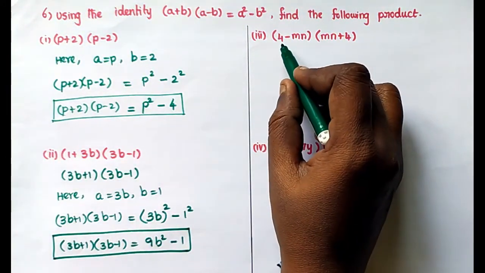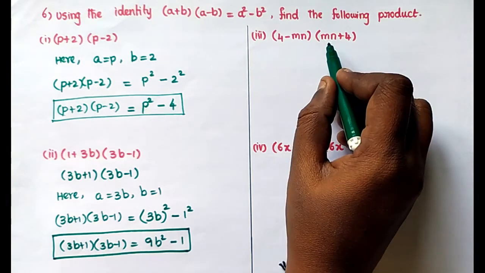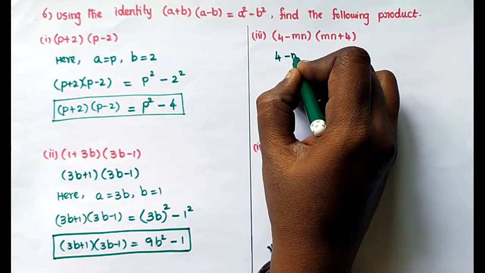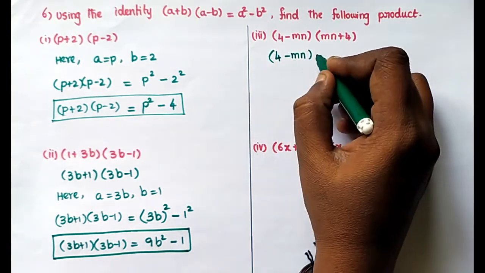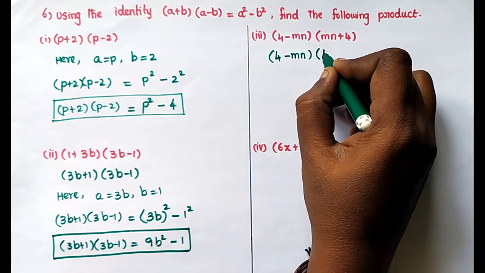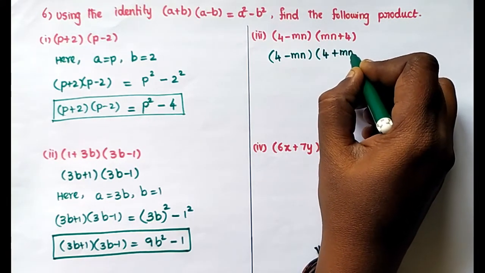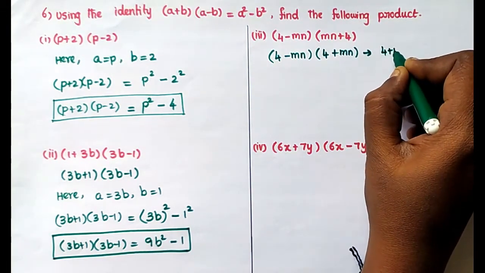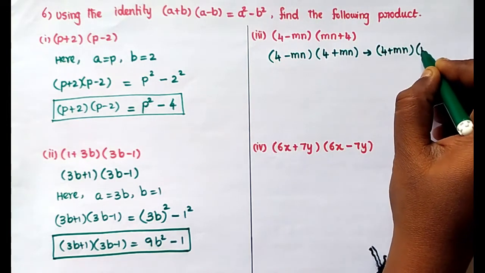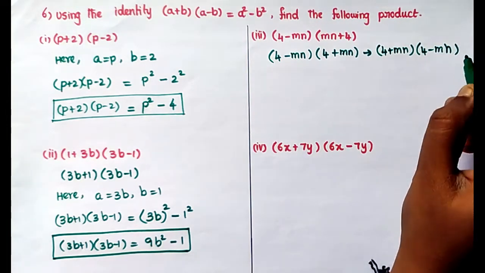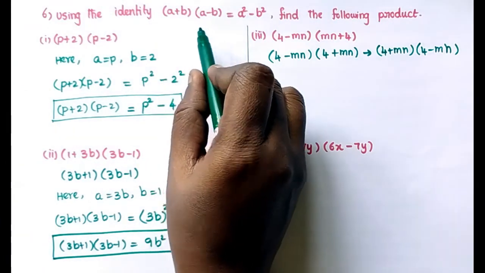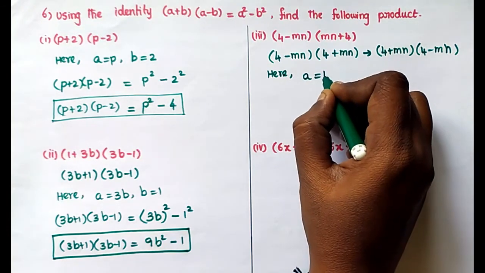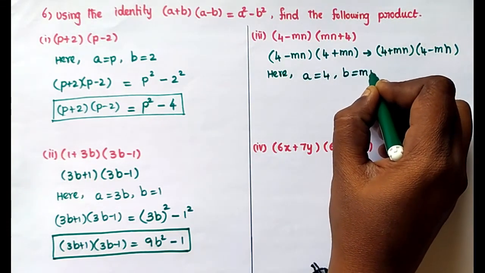Next one, (4 minus mn) into (mn plus 4). We can write this as 4 plus mn into 4 minus mn. That is the format of (a plus b) into (a minus b). So here a equals 4 and b equals mn.